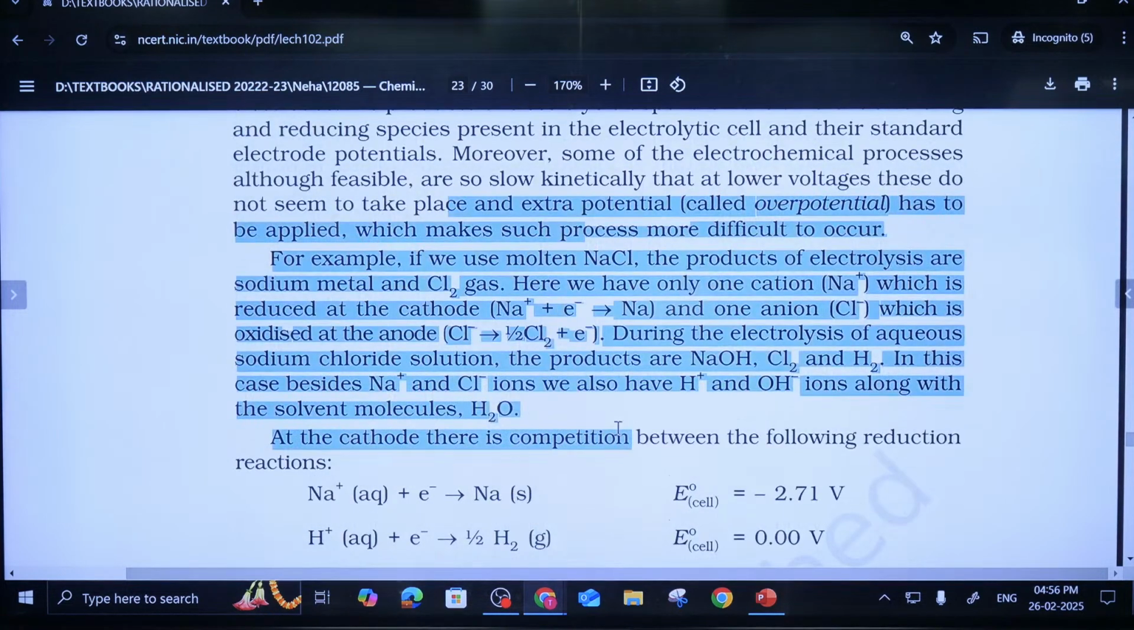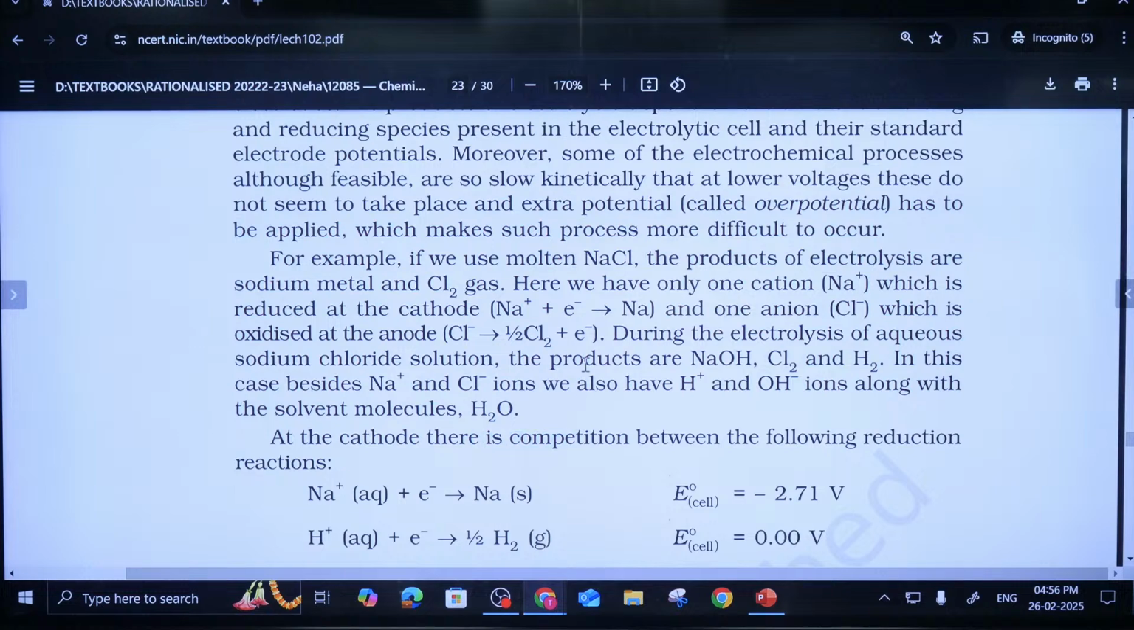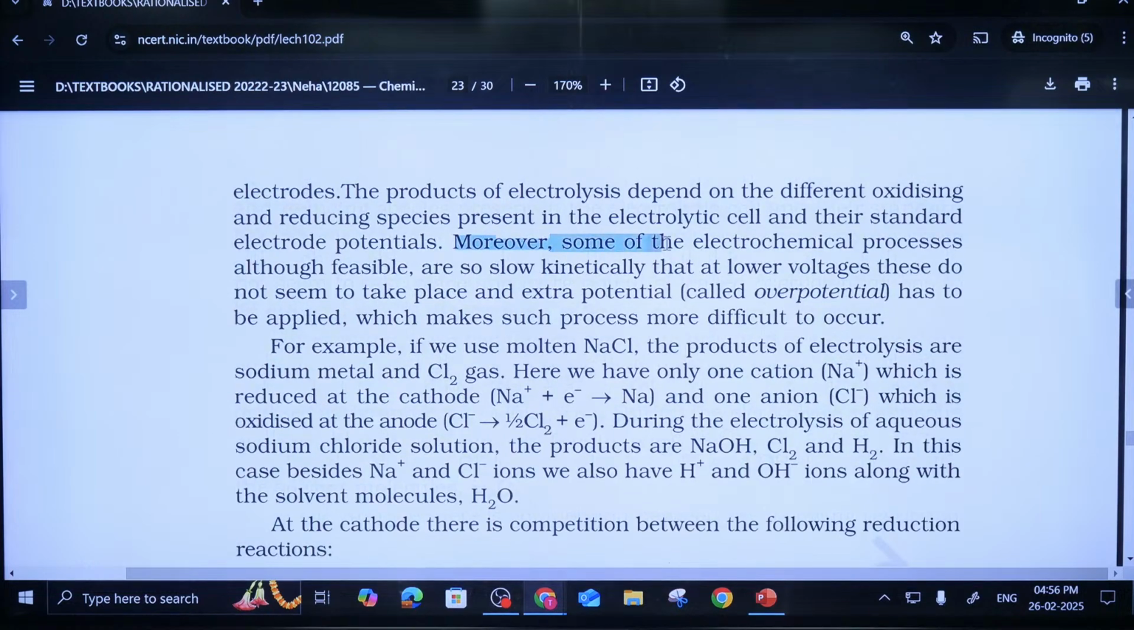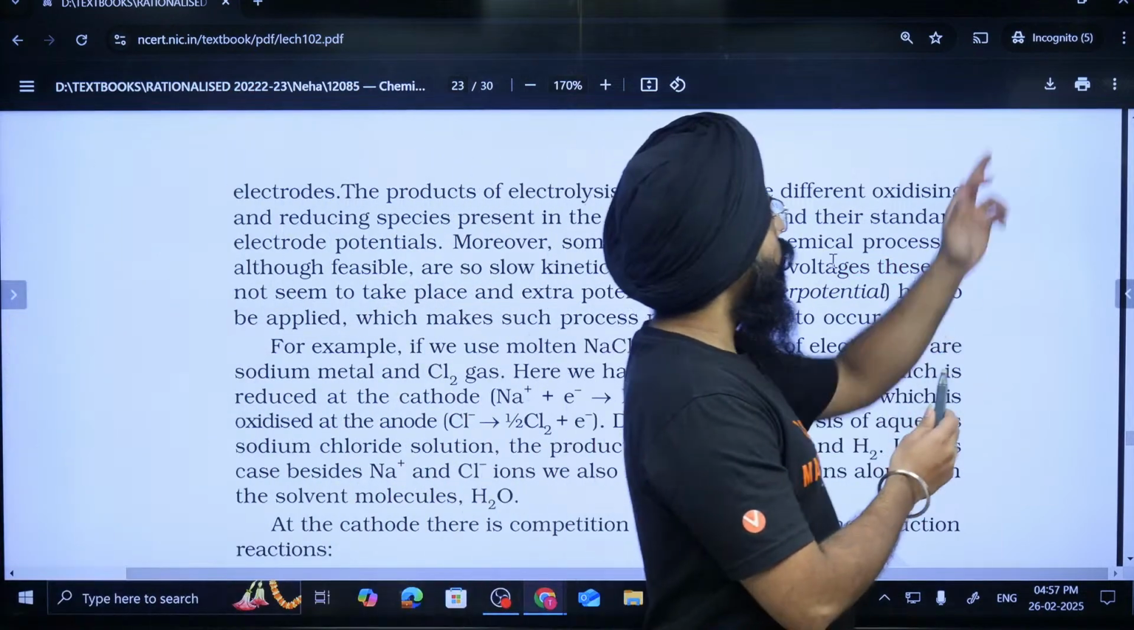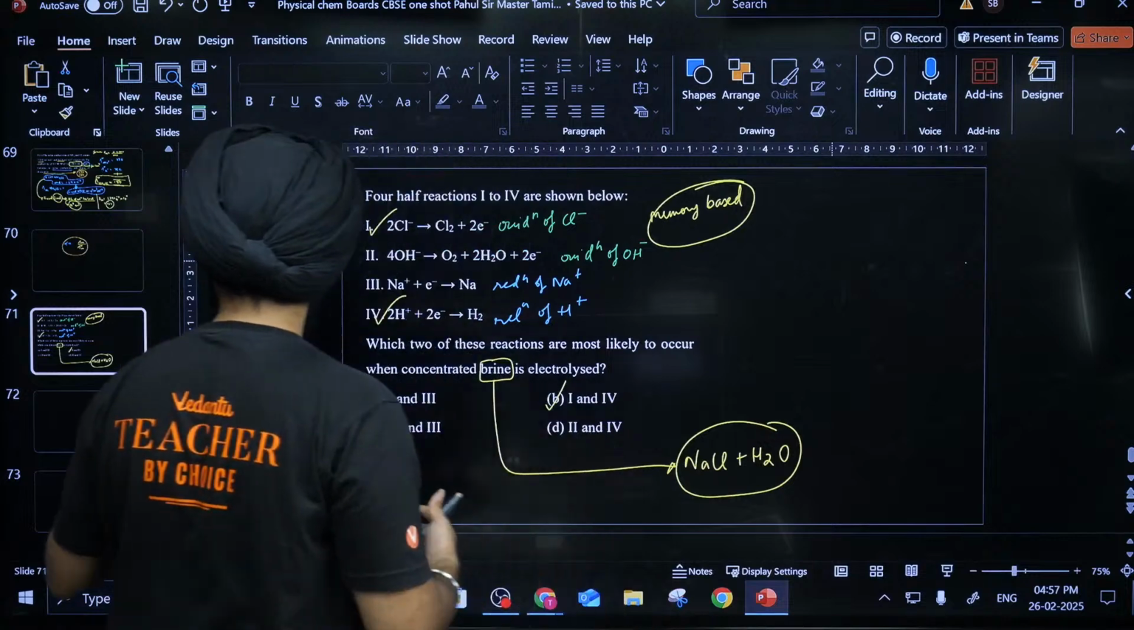Very beautiful ideas given over here. Competing reactions, and have a look. Moreover, some electrochemical processes are feasible but very slow. So at lower voltages, these do not seem to take place and extra voltage has to be provided. So that is called overpotential. Let me explain this to you in a slightly more eloquent manner.